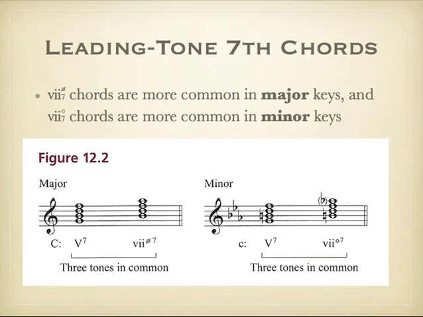And the leading tone chords, the fully diminished seventh, is more common in a minor key, because as you can see in this example in C minor, the A would be flat because of the key signature. So B, D, F, A flat is a fully diminished seventh chord, where in C major, B, D, F, A natural creates a half diminished seventh chord.